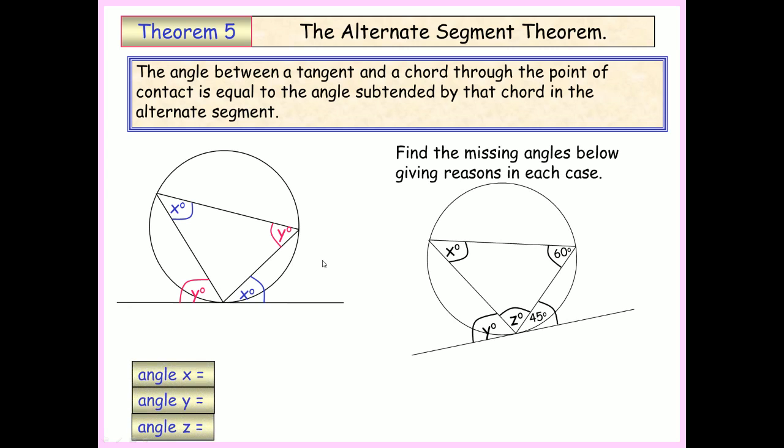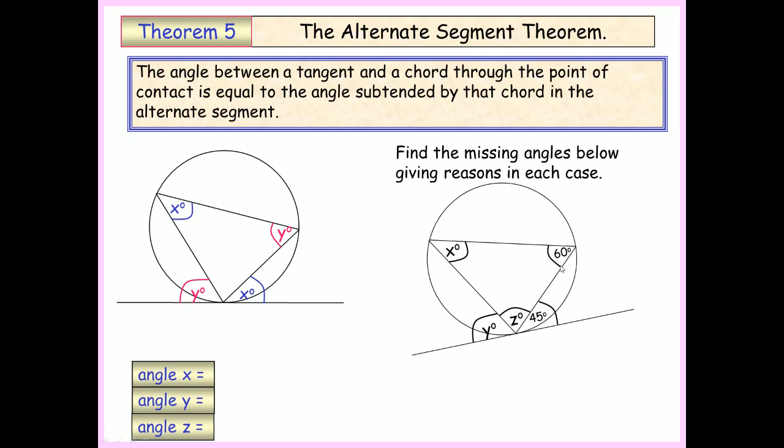So, find the missing angles below, giving reasons in each case. So we'll start with x. Well, we have a chord here, and we have an angle between the chord and the tangent of 45 degrees. If I use that chord and find the angle subtended by that at the circumference, it's x. So x is equal to 45.